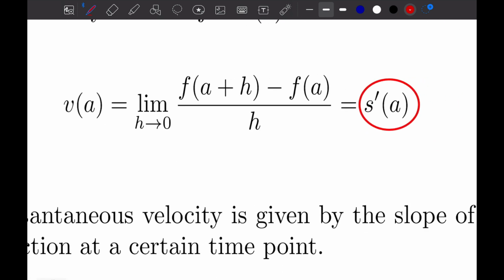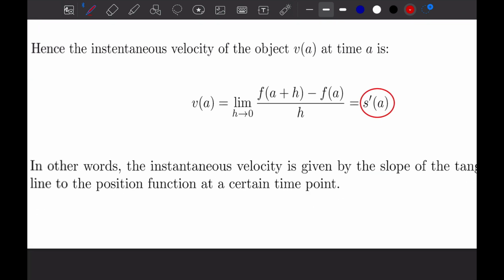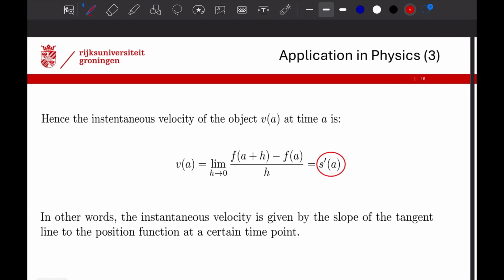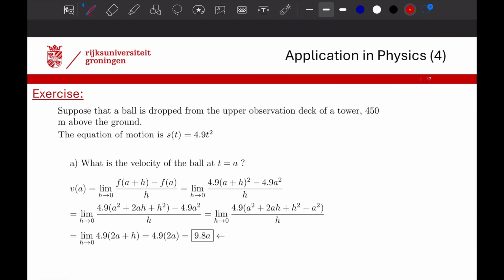So we have here the formula: V of A, velocity at A, is the limit as h goes to 0 of f of A plus H minus f of A over H. We have given it a name: it's the derivative evaluated at A. So the derivative of the position function gives me the velocity. This is quite important. In other words, the instantaneous velocity is given by the slope of the tangent line to the position function at a certain time point.